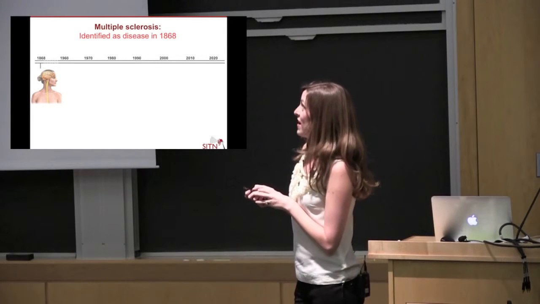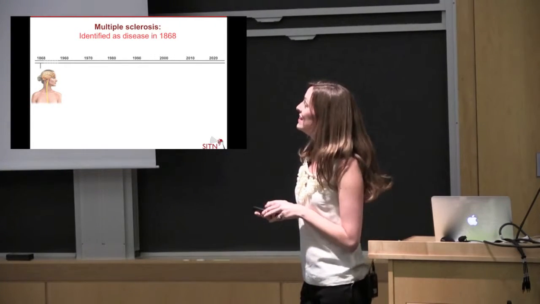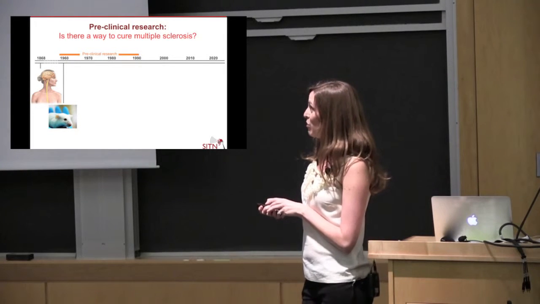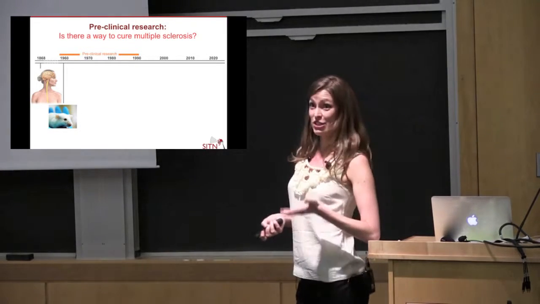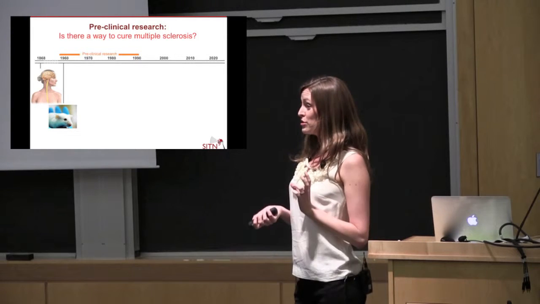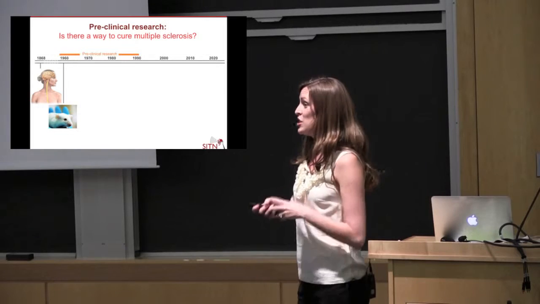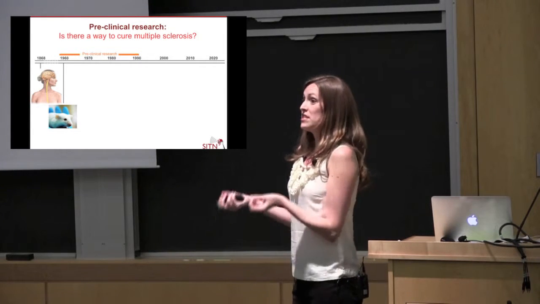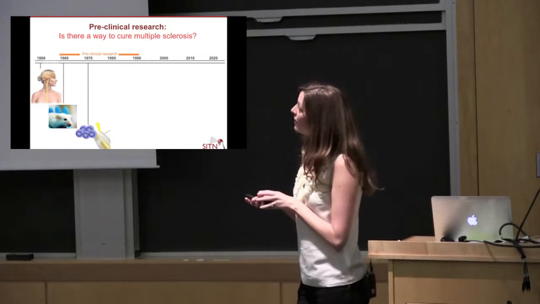So MS was first identified as a disease in 1868, a long time ago. And it wasn't until around 100 years later, in the 1960s, that the first animal model of MS was developed. This was done in rats and in mice, and is still used today. As I mentioned before about the value of animal models, this was a really critical development in the preclinical research phase to be able to investigate how this disease might work. What's going wrong? What's different in this disease state versus a healthy state? And how can we try to affect that?